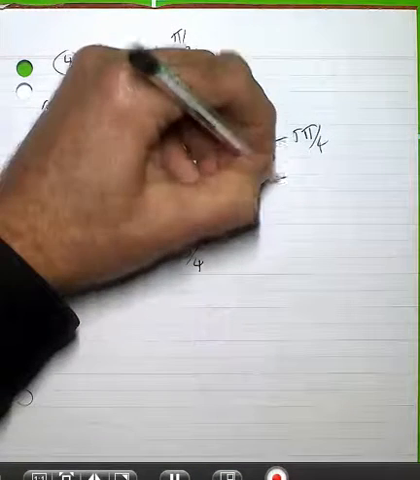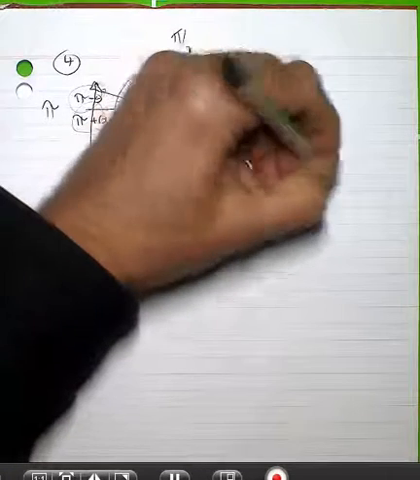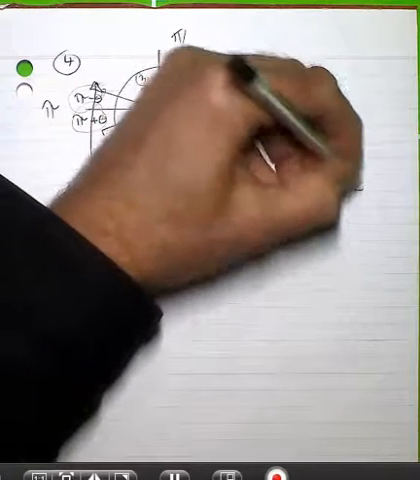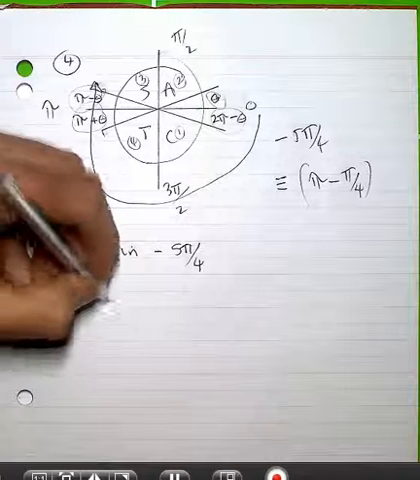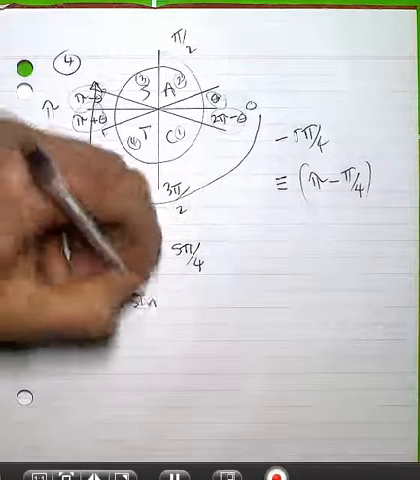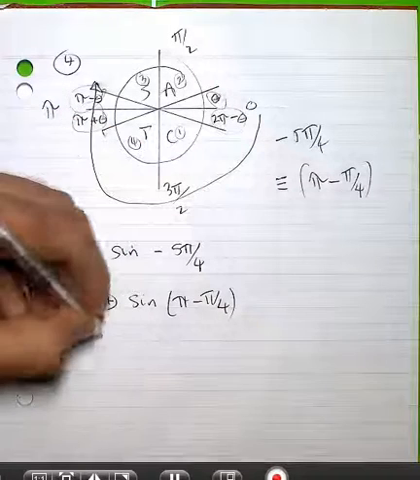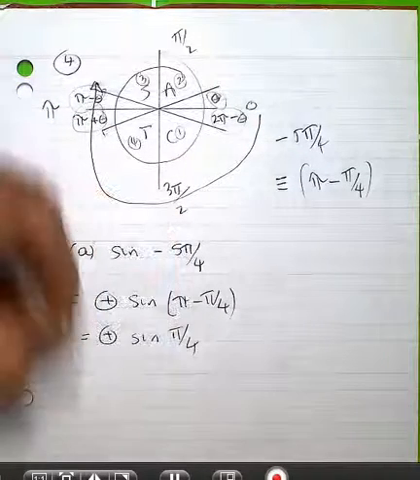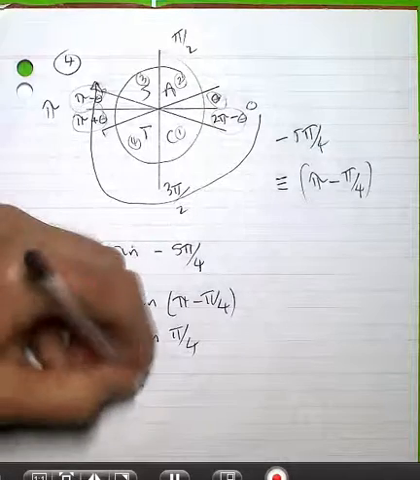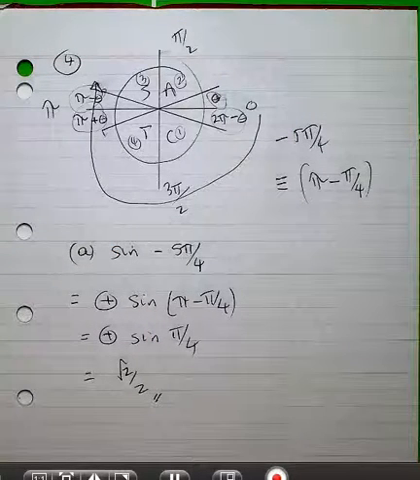Now, negative 5 pi on 4 is equal to pi minus pi on 4. Now, in the first instance, sine is going to be positive, and it's positive sine of pi minus pi on 4, positive sine of pi on 4, and that's root 2 over 2 as your answer for 4a.